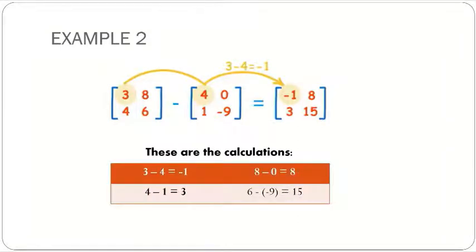Okay, example 2, the subtractions. Same as additions, it must be with the same or matching position. A11 here is 3, B11 here is 4. We make subtractions, so we get -1, same as the other entries. So this is the calculation in this table. So this is the answer for example 2.